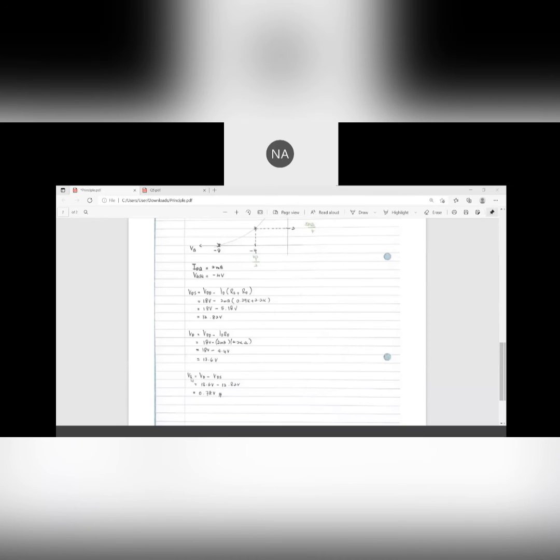For VS, it is VD minus VDS. VD is from this calculation 13.6 volt, minus 12.82 volt from this VDS. So VS is equal to 0.78 volt. That's all from me. Thank you.